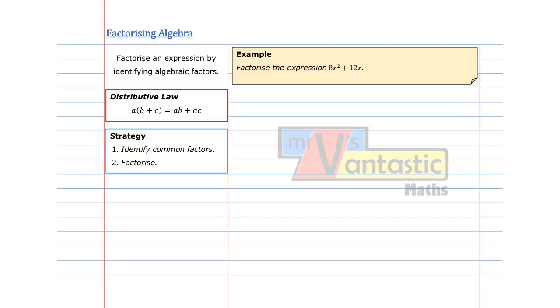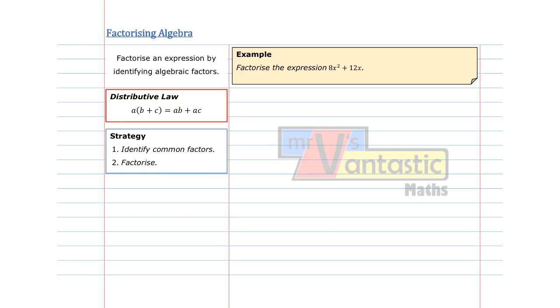This is Mr. V, and in this video we are going to learn how to factorize an expression by identifying algebraic factors. We want to factorize the expression 8x squared plus 12x. Factorizing is the opposite of expanding a bracket. So instead of expanding a bracket to remove the bracket, we want to now turn our expression into a factor multiplied into a bracket. To do this, we are going to have to identify common factors and then rewrite the equation into the factorized form.